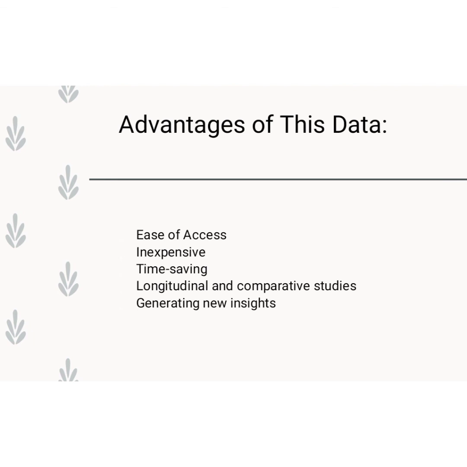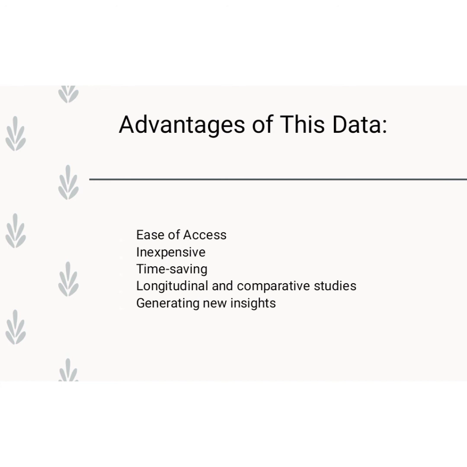Then here we are in the advantages of this data. So the first advantage is ease of access. Most of the sources of secondary data are easily accessible to the researcher. They are usually available in libraries, bookstores, and can even be borrowed from other people. And then the second is inexpensive. The researchers do not have to spend money on investigation, and very little is spent on acquiring books, if any. So it is inexpensive. And then the third is time saving.